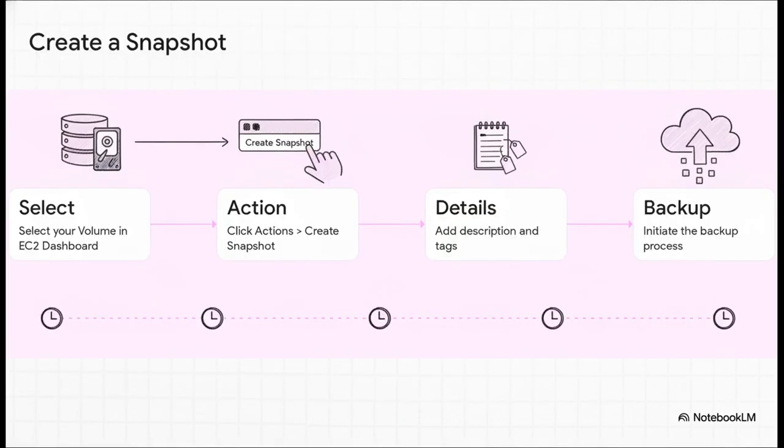Want to make a manual backup in the console? Super simple. Just select your volume, click Actions, and select Create Snapshot. Make sure you type in a good, meaningful description and add some tags so you know what it is later. Then just hit Create Snapshot, and AWS handles the rest behind the scenes.